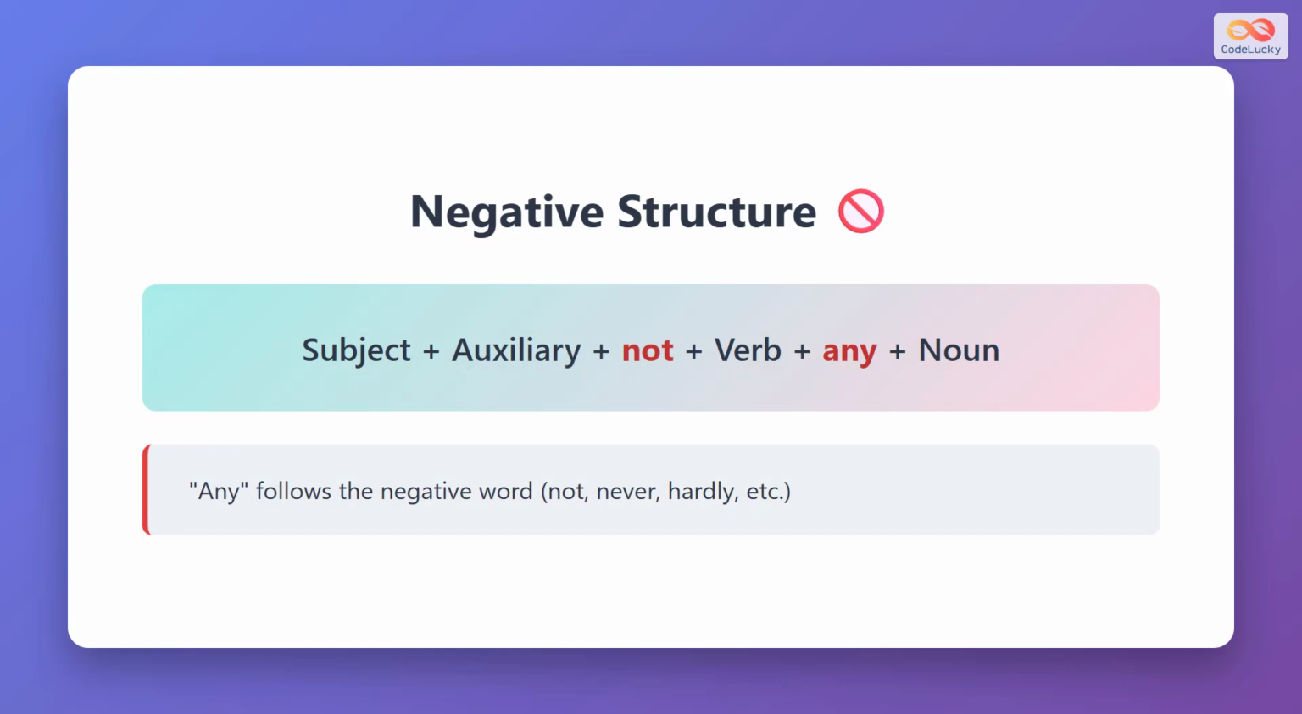Negative sentences with "any" use this structure: subject plus auxiliary plus "not" plus main verb plus "any" plus noun. The "not" comes after the auxiliary verb, like do not, does not, is not. "Any" always follows the negative word and comes before the noun.